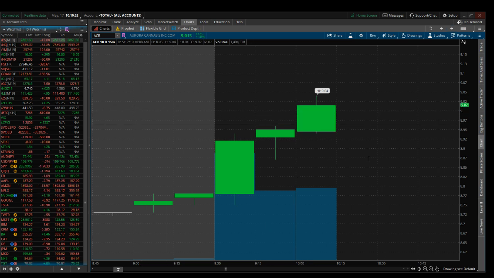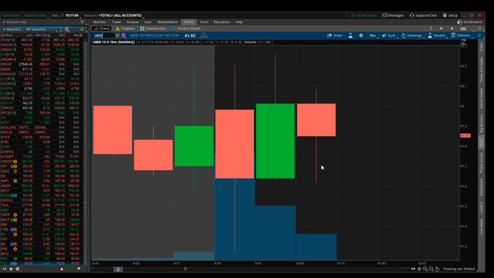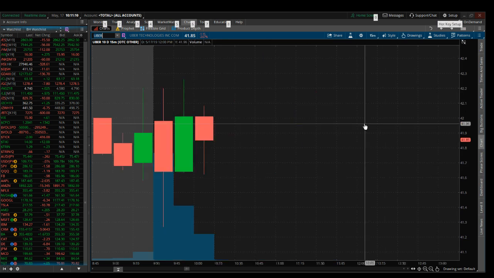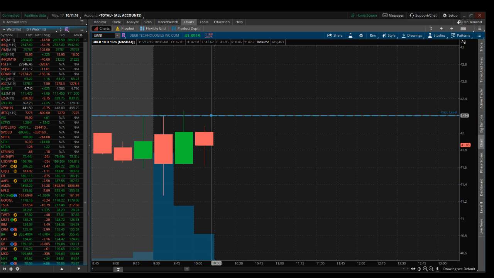Jeff C jumped in Uber when it broke the orb and didn't check ADX. Getting a little heat, but has not stopped out, showing good relative strength. So let's take a look at Uber, Jeff, and see how that's looking. Okay, so here's your orb here. And don't forget, you can always get out of a trade and get back in if you don't like it. If you're just not comfortable with it, you can always get out.